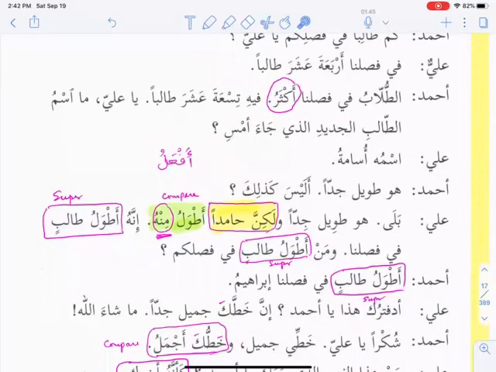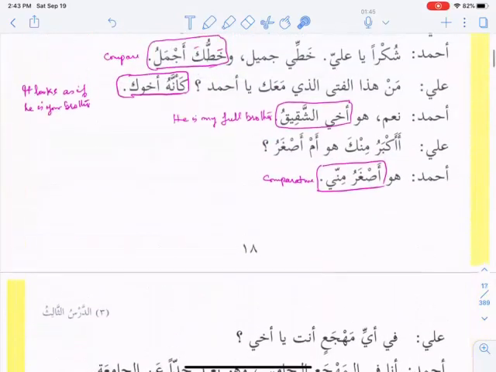I'll be reading this. Fi faslina, innahu atwalu talibin fi faslina. Now, Ali is asking, man atwalu talibin fi faslikum? And who is the tallest student in your class? No, Ahmad is asking. No, Ahmad is replying. Atwalu talibin fi faslina Ibrahim. Now, do you see here? Atwalu talibin, superlative degree. Fine.